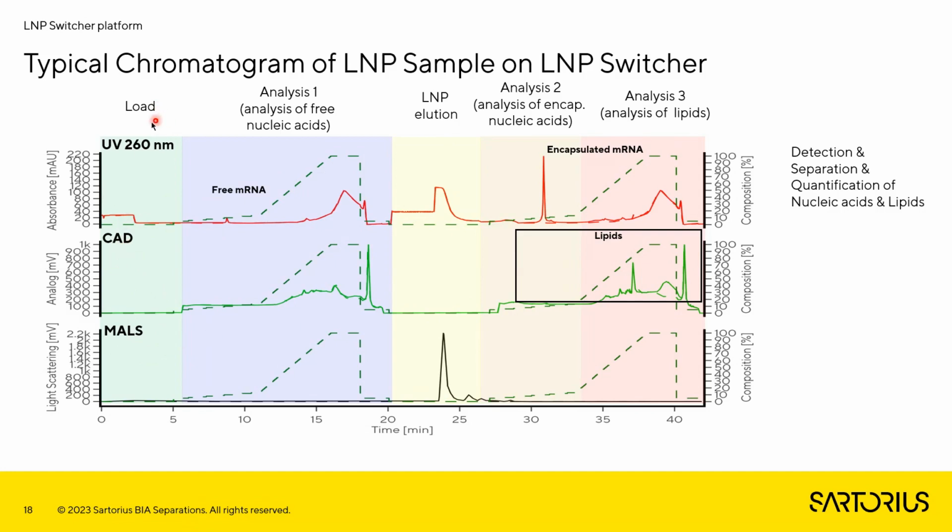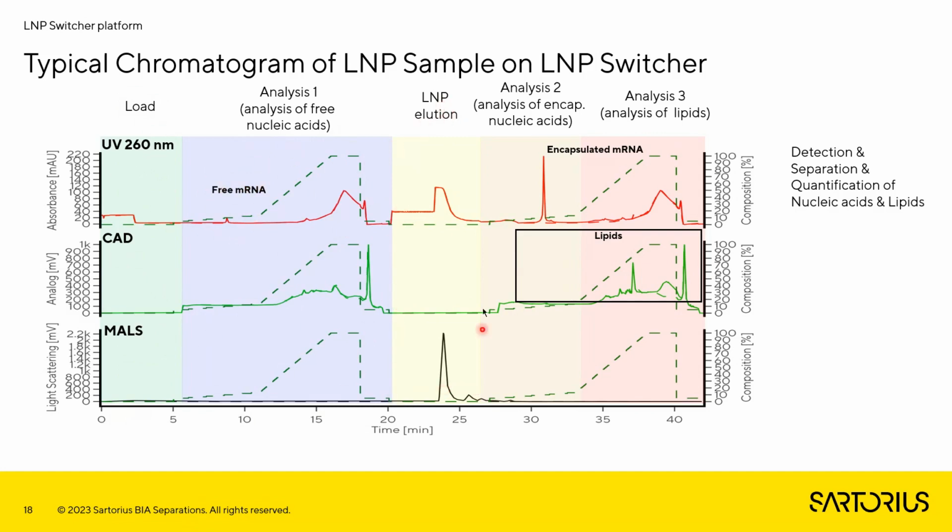In the first part, the load of the sample happens. We can really nicely control and see if everything is bound on the column, so that we don't lose any species in the LNP formulation. In the second part of the chromatogram, the free nucleic acids are detected and separated. So here is a peak representing free mRNA, for example.